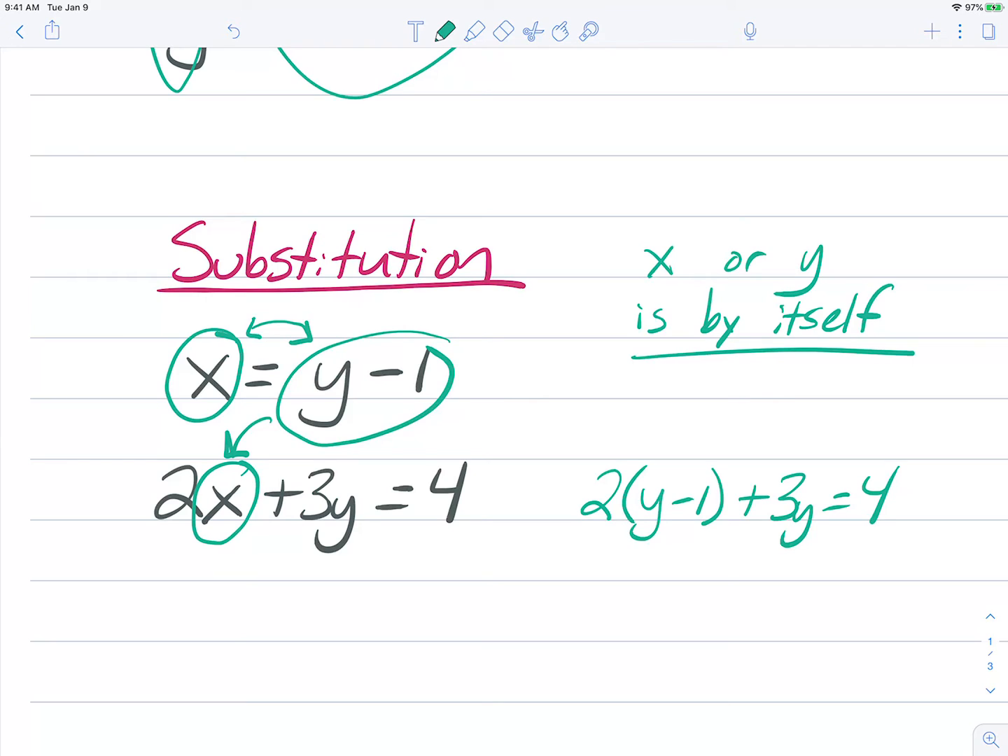Just a reminder, the transitive property essentially is substitution. It's just a different name for the same thing. It's just a specific type.